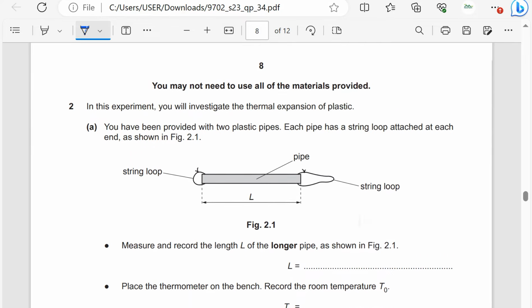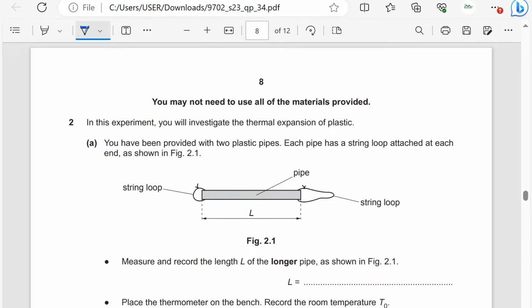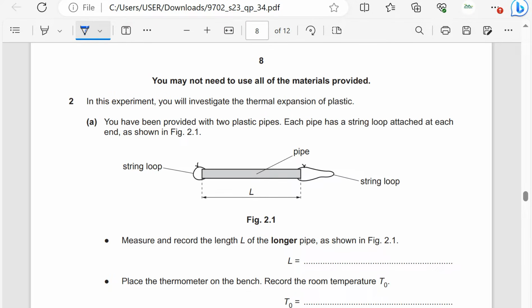Okay, so this was question number 2. If you have printed the question paper and you have obtained the materials, then we can start. So question number 2, measure and record the length L of the longer pipe as shown in the figure. So they were given two pipes, one was shorter, one was longer. So the students had an option. They could either take a repeated measurement here or they could take a single measurement because the pipe could easily be placed on the ruler for measurement.